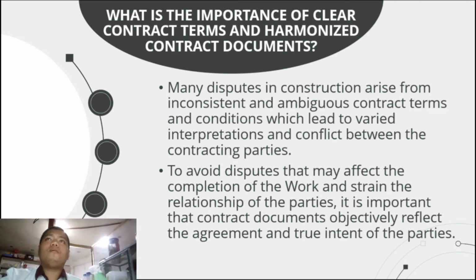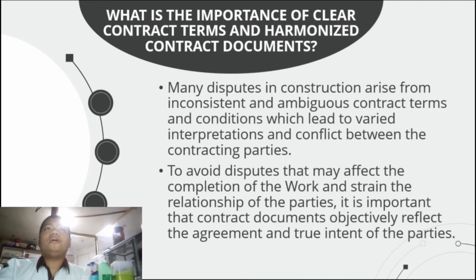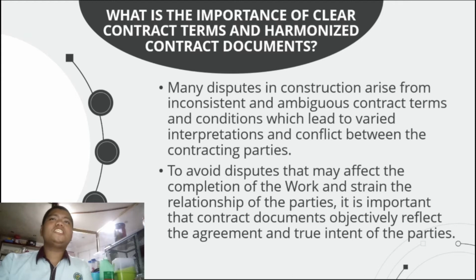What is the importance of clear contract terms and harmonized contract documents? Many disputes in construction arise from inconsistent and ambiguous contract terms and conditions, which lead to varied interpretations and conflict between the contracting parties. To avoid disputes that may affect the completion of the work and strain the relationship of both parties, it is important that the contract documents objectively reflect the agreement and true intent of the parties.